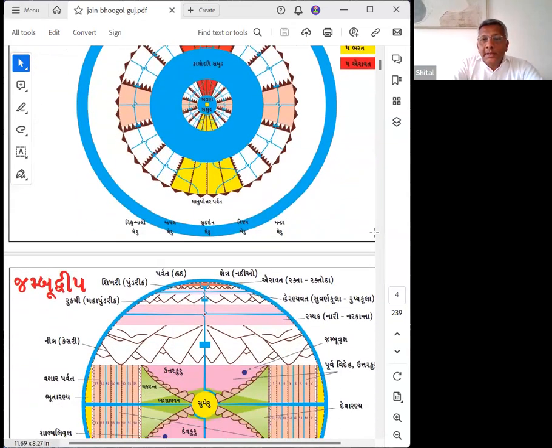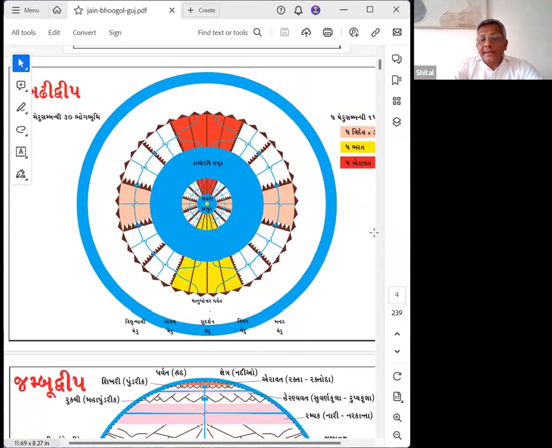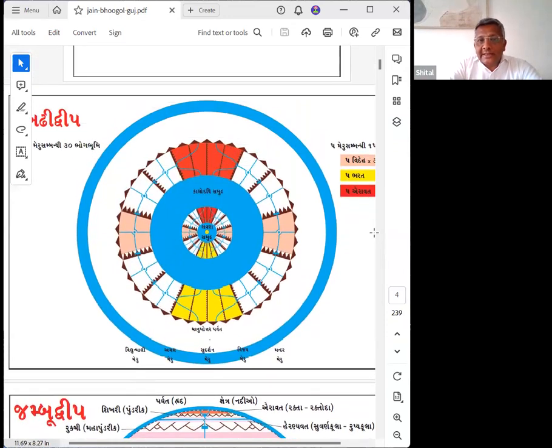This is what is known as Dhai Deep. Dhai means 2.5. So humans live in 2.5 of the center islands. It's Jambu Deep in the center, then Dhatkikand is the second island, which you see here after Lavan Samudra. And then humans also live in the half of Pushkar Dweep.